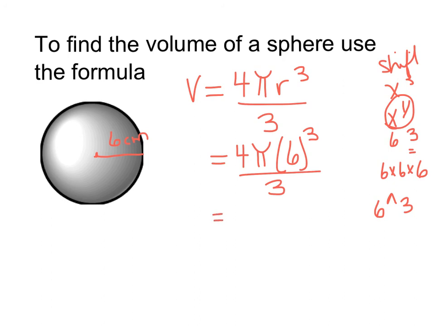So I'm going to do 4 times pi times 6, and then I'm going to use my to the exponent 3 button, and then divided by 3, and that is equal to 904.77, so I'm going to round that up to 904.8, and that will be centimeters cubed.